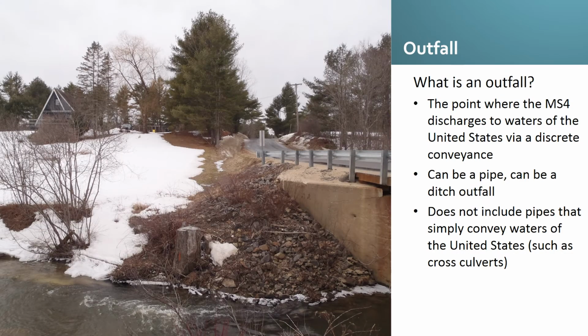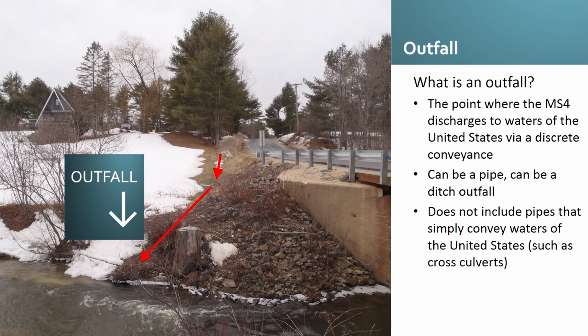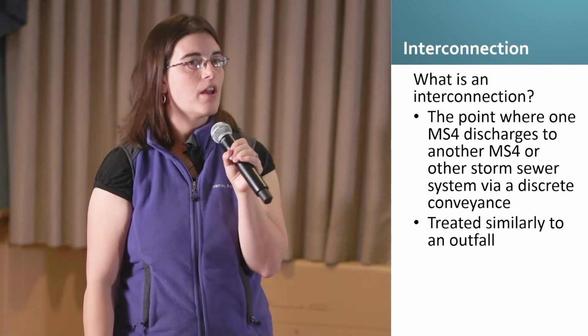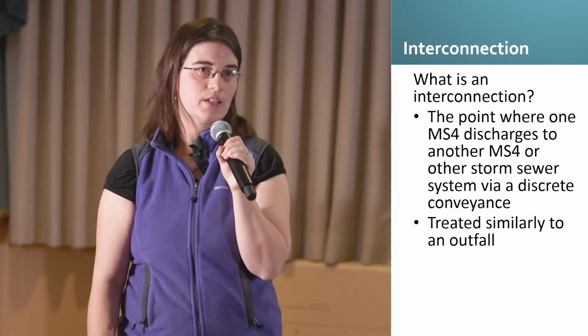And here's the example of a ditch outfall. So we have the ditch line running down here. We get to a bridge, stream crossing. This would be your outfall. The permit also talks about interconnections.